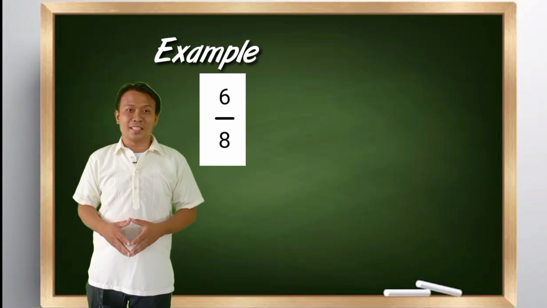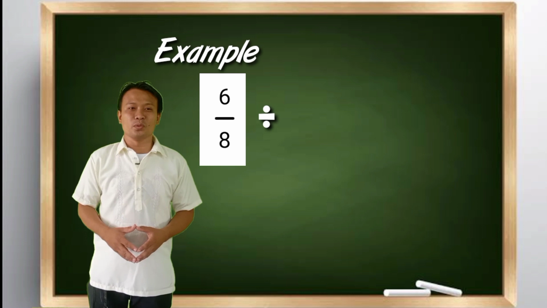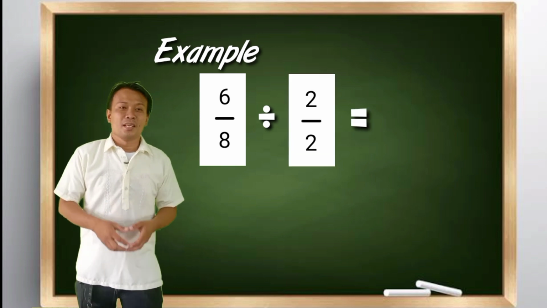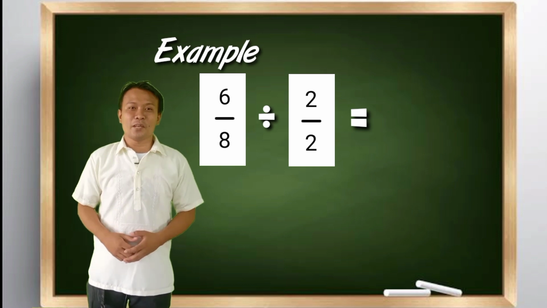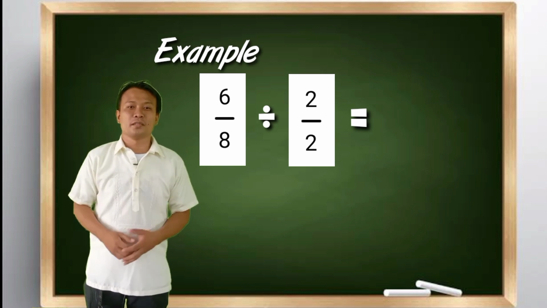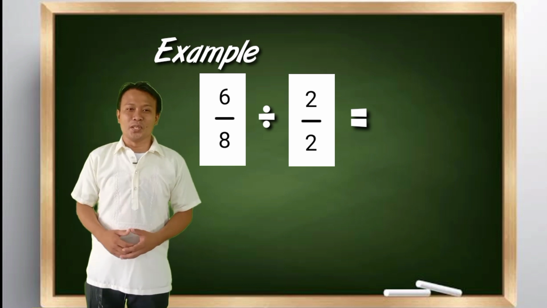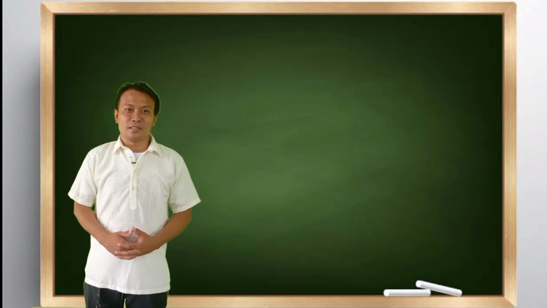We will now divide 6/8 by the GCF 2. So, 6 divided by 2 is 3, and 8 divided by 2 is 4. Therefore, the lowest term of 6/8 is 3/4.